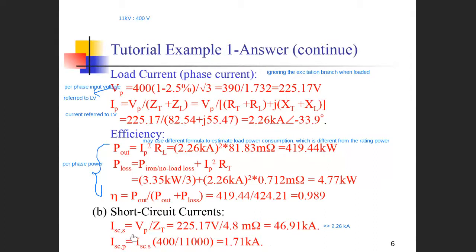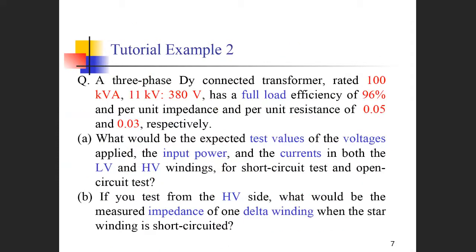Now, this is the short circuit current referred to secondary. Then you can refer it to primary by using the transformation ratio, by definition. So this is tutorial example 1. Then we have a relatively detailed explanation on it. We also have tutorial example 2, that is very similar to the first one.